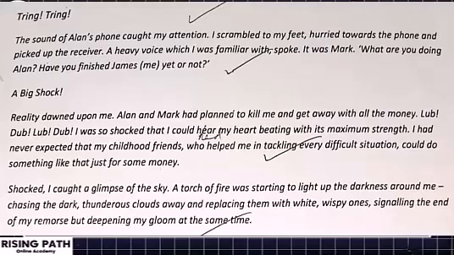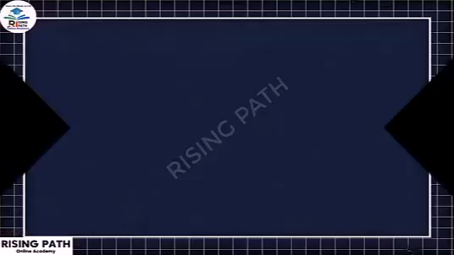Shocked, I caught a glimpse of the sky. A torch of fire was starting to light up the darkness around me, chasing the dark, thunderous clouds away and replacing them with white, wispy ones, signaling the end of my remorse, but deepening my gloom at the same time.